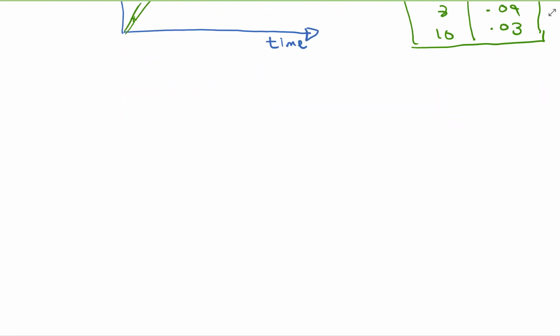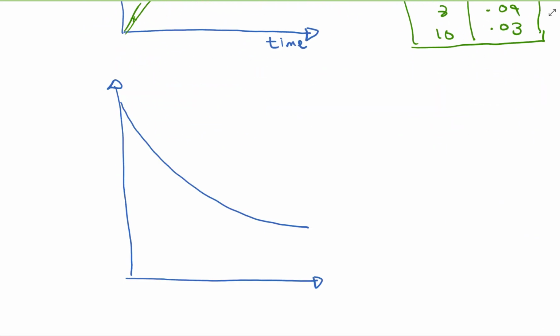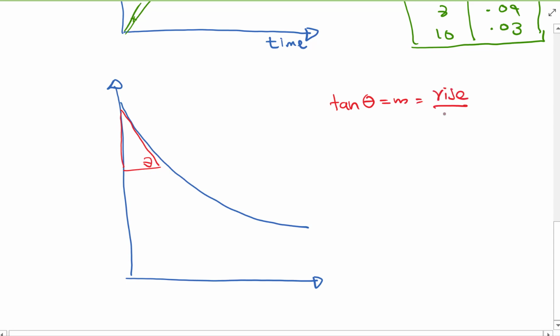All right. Now let's look at a bit more detail here. If I have this losing reactant and I draw a tangent, it's tan theta, or slope m. It's actually rise over run, in this case the change of the y-axis divided by the change of the x-axis, right?